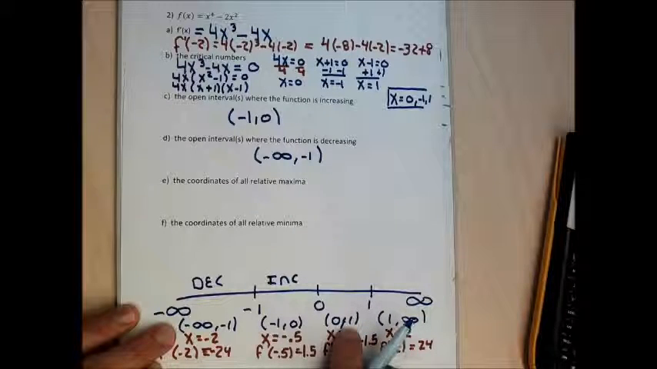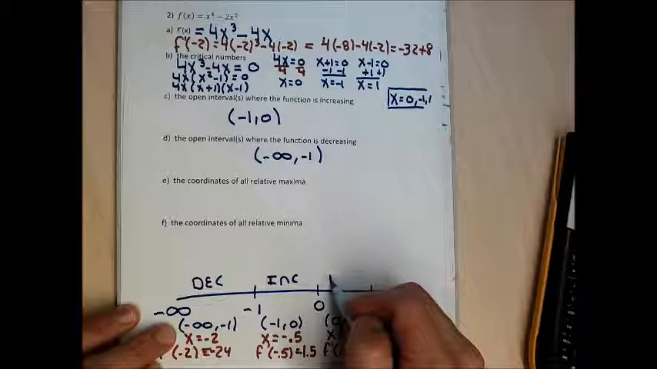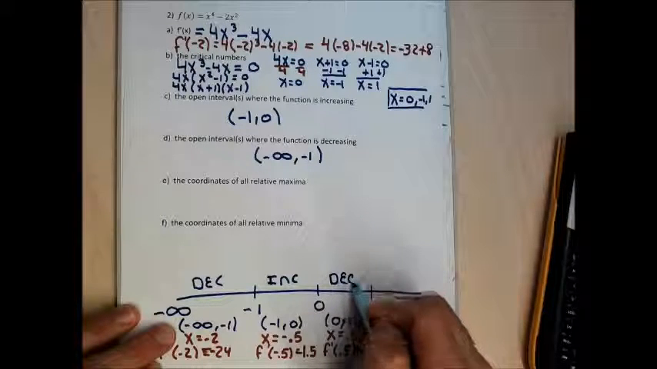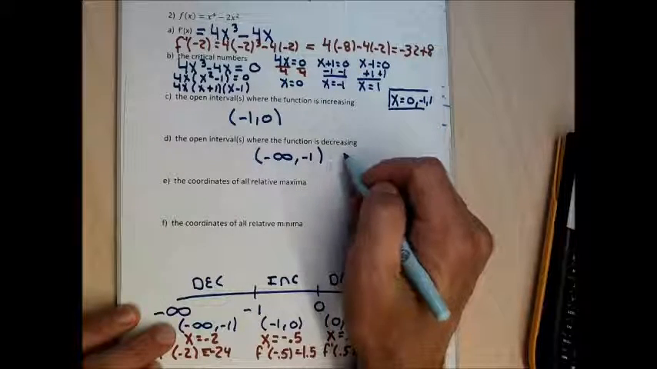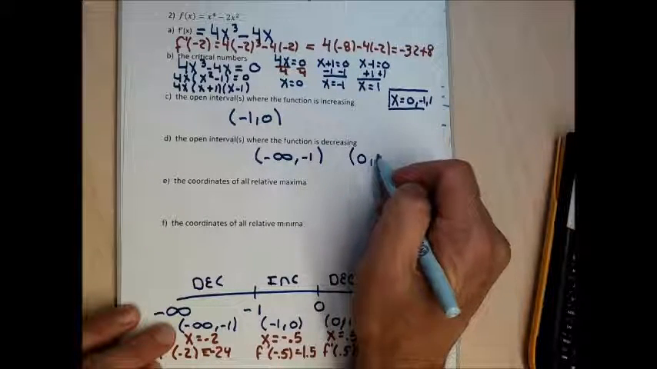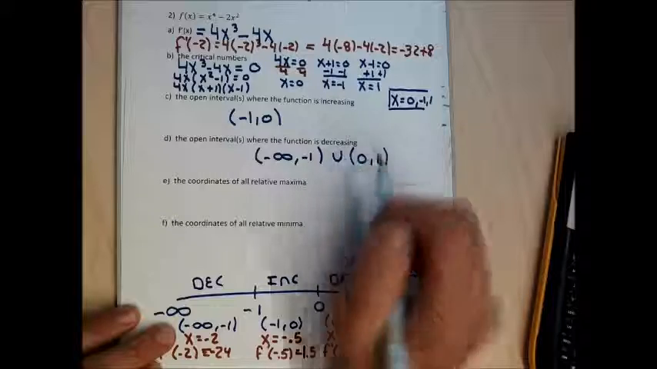In the third interval, from 0 to 1, I got a -1.5. If I get a negative number, the graph is decreasing. If I get a positive number, the graph is increasing. So this third interval is going to be part of my answer to part D. I'm going to have two distinct intervals, so I'm going to separate them with a union symbol.